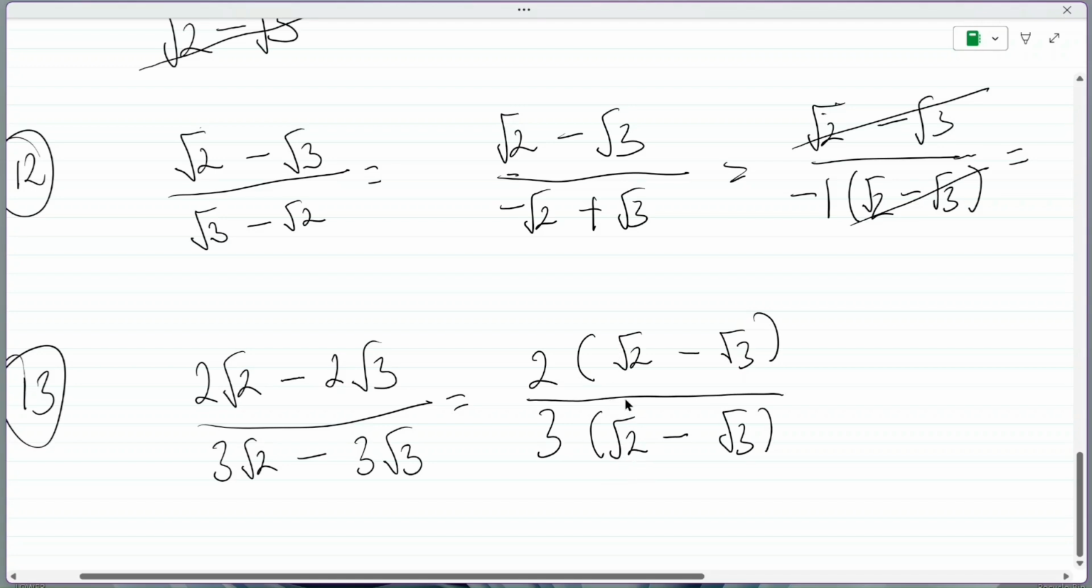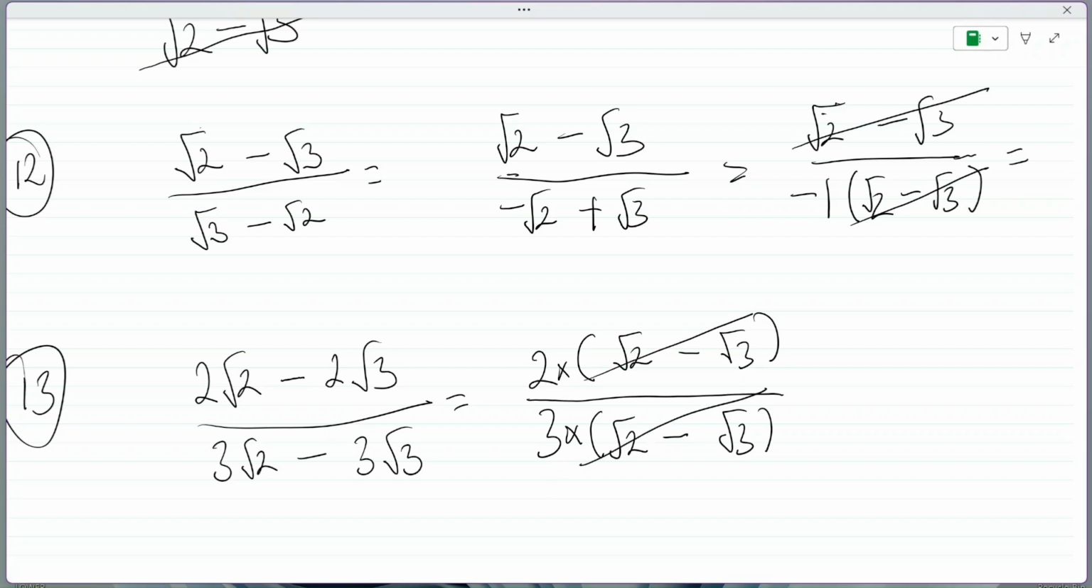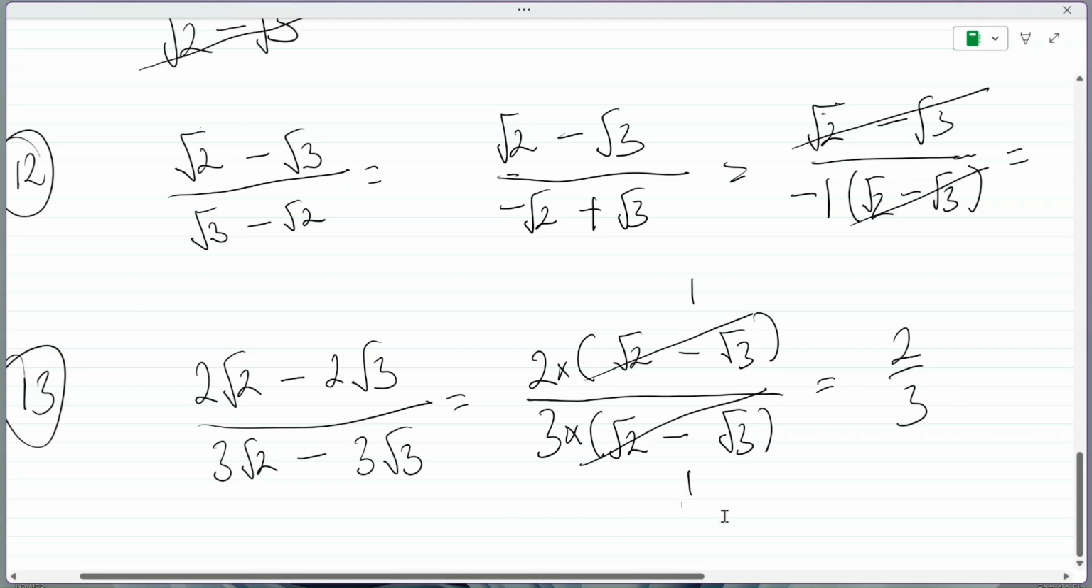and at the denominator. You have root 2 minus root 3, root 2 minus root 3 in bracket. At the numerator is linked to these 2 by times, at the denominator is linked to these 3 by times. Provided they are linked by multiplication, you can cancel out. This cancels this. You will now be left with 2 over 3, because this is 1 and this is 1. 2 times 1 is 2, 3 times 1 is 3. So you have your answer as 2 over 3.